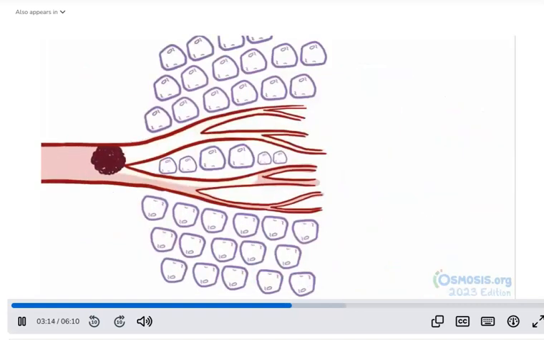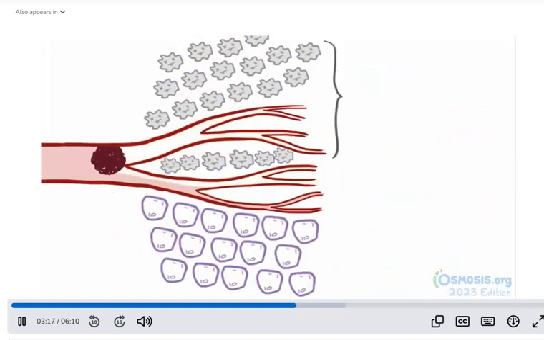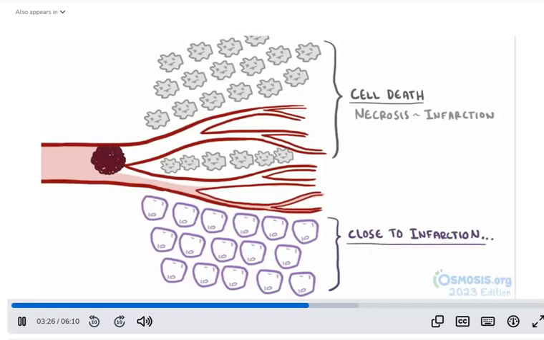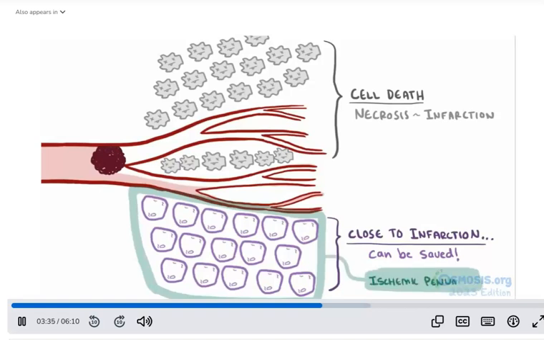If the oxygen supply is low enough or long enough, it can cause cell death, and if enough cells die in a region of tissue, we would call that tissue necrosis and infarction. In some cases, there are areas of tissue that are getting close to infarction as cells begin to die off, but they're still able to get saved if they receive blood. This high-risk area that's teetering on the brink of death is called the ischemic penumbra.